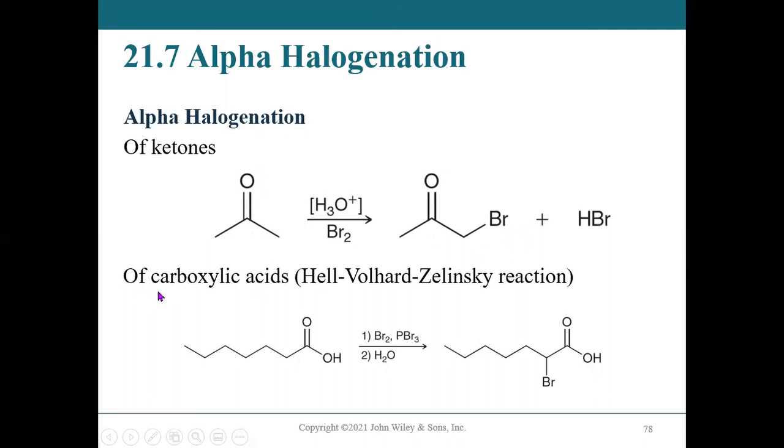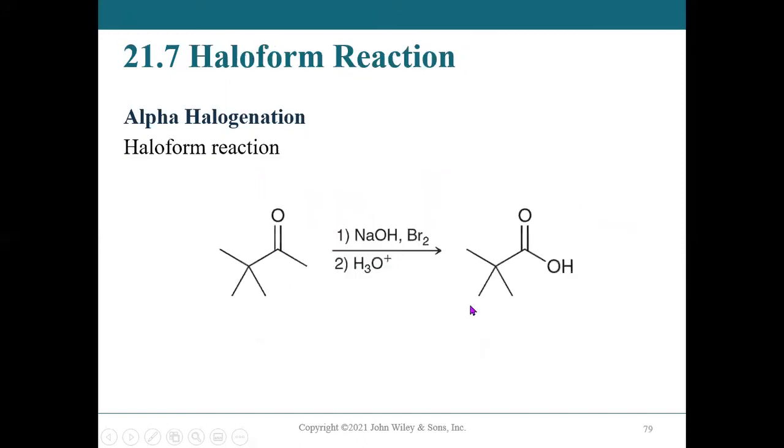So the carboxylic acid can also be halogenated by using a special process called the Hell-Volhard-Zelinsky reaction. There are two steps. The alpha halogenation, haloform formation. So sometimes you can convert all the three H here by Br, and then that becomes a tribromo group, converting the compound into an acid.